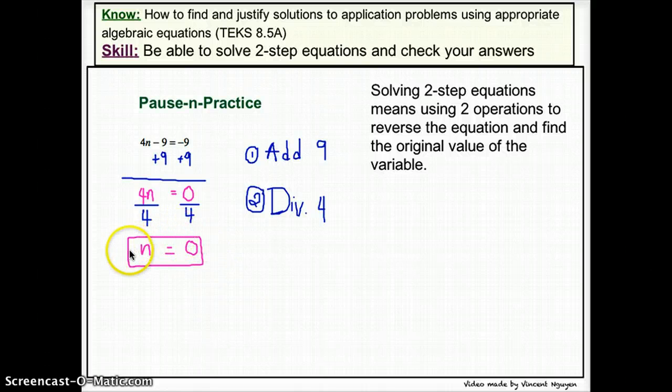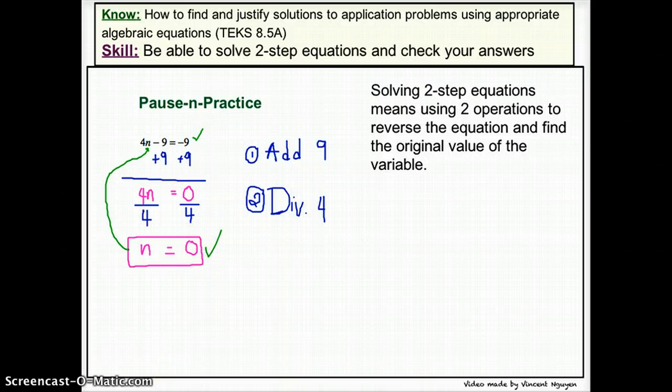Now some equations are easier to check, such as this one, because the solution to this one is 0. So I'm going to take the 0 and put it back into my original equation for n. I can do this mental math in my head. 4 times 0 is 0, minus 9. Well, 0 taken away 9 means you have negative 9 left. So this turned out to be true. Our answer is correct.